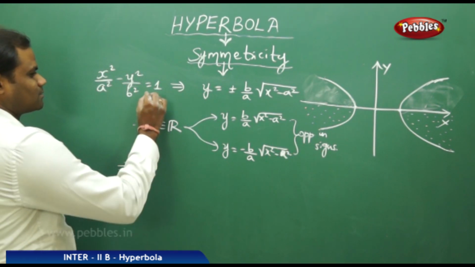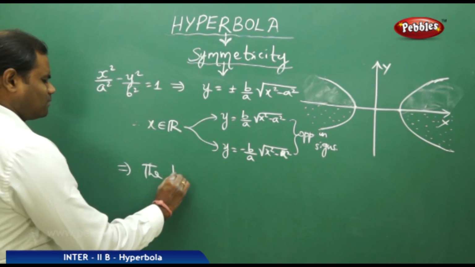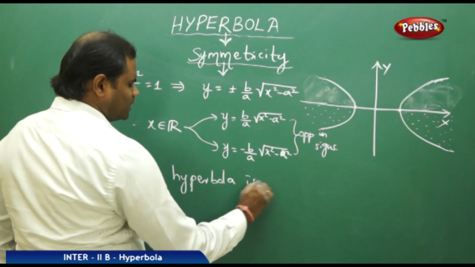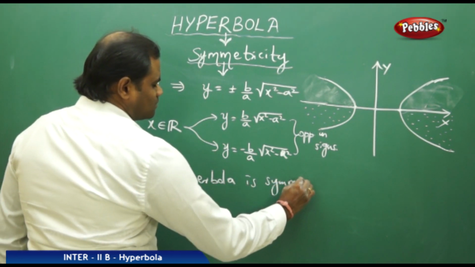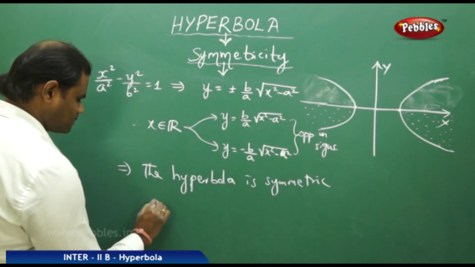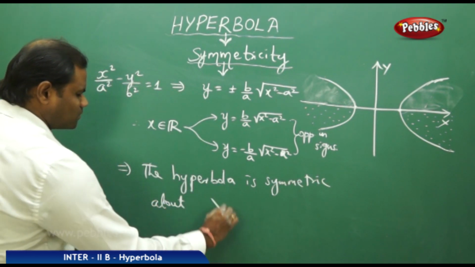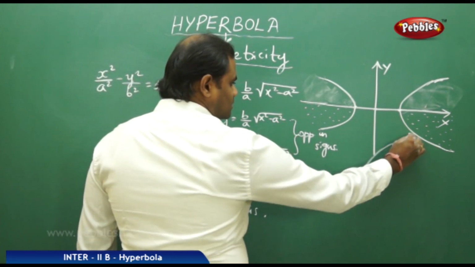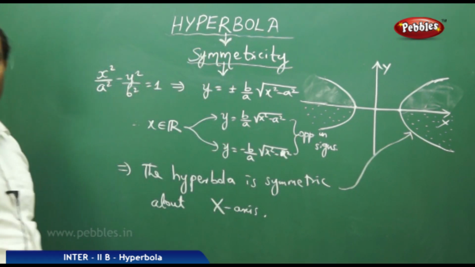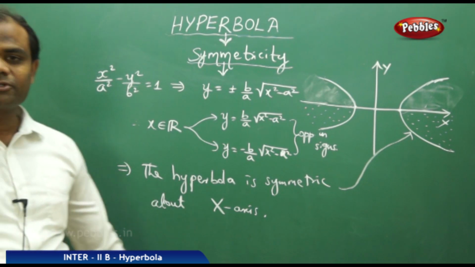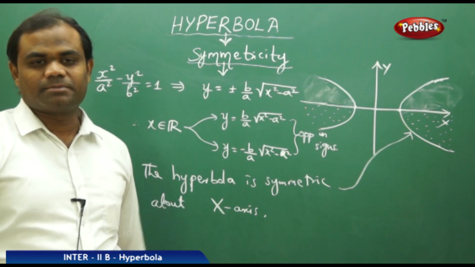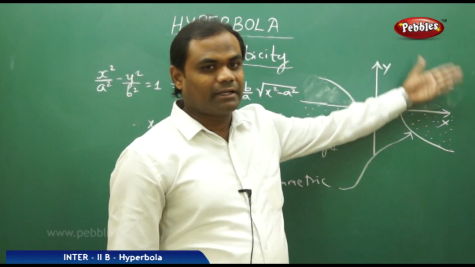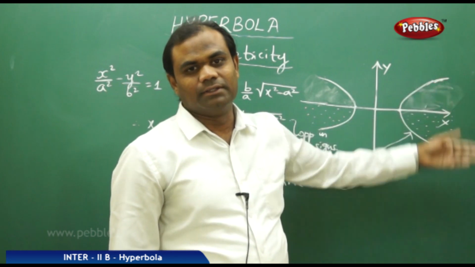That implies the hyperbola is symmetric about the x-axis, as can be seen here. This is the symmetricity of the hyperbola with respect to the x-axis. This acts as the mirror, reflecting the surfaces of each other.